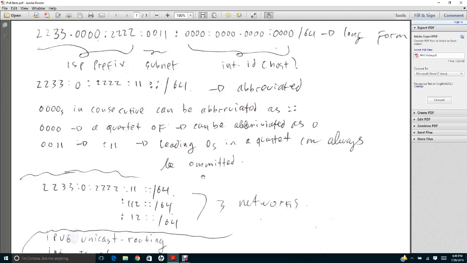Later on, in the next video, I'm going to show you how to configure IP version 6 on the Cisco router. For example, we have the 11 subnet, the 112 subnet, and the 12 subnet. Okay, so I'm going to explain that to you in the next video. Thank you.